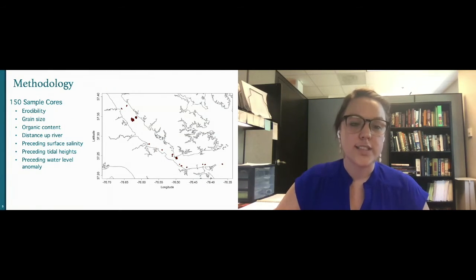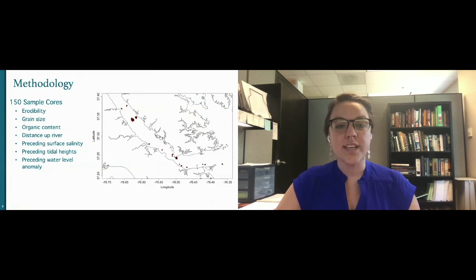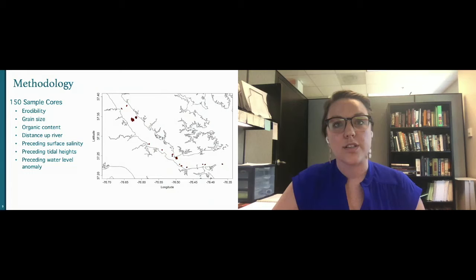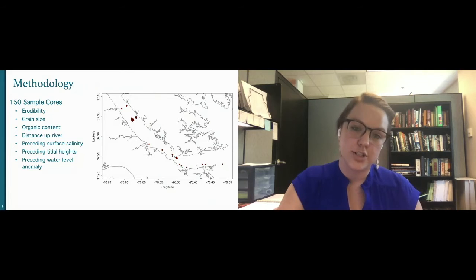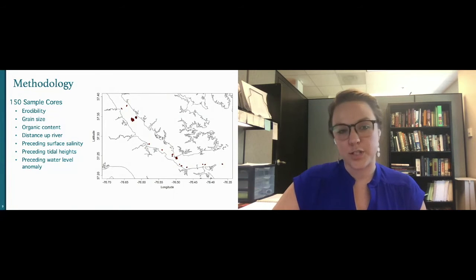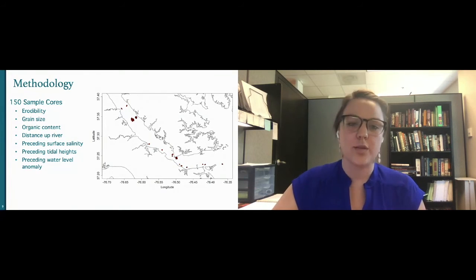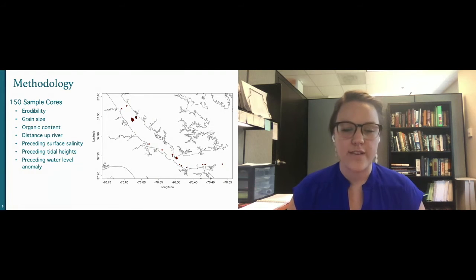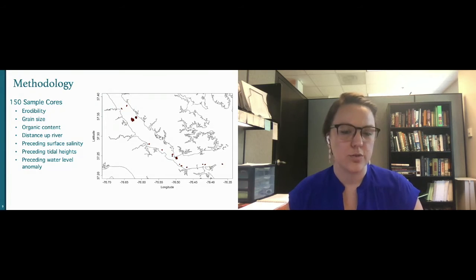We also have data for tidal heights to see if that spring neap cycle is affecting erodibility. We ended up squaring these data because tidal height squared is on the range of shear stress, bottom shear stress related to the tidal cycles. And then last, we have water level anomaly, which was just the absolute difference between the observed tidal range and the predicted tidal range. And this was to see if large wind events or storm events were causing an increase in erodibility.